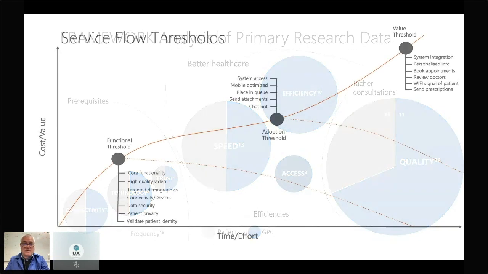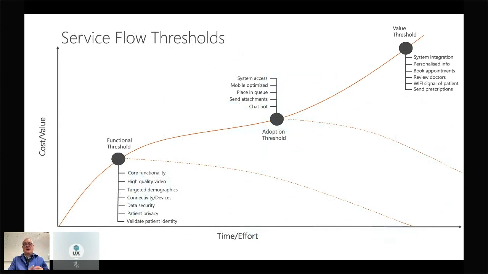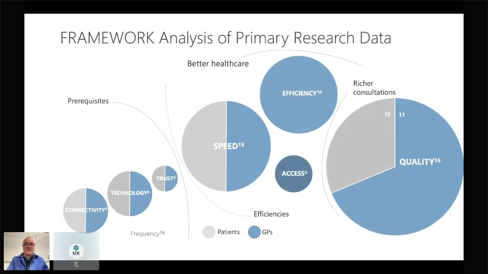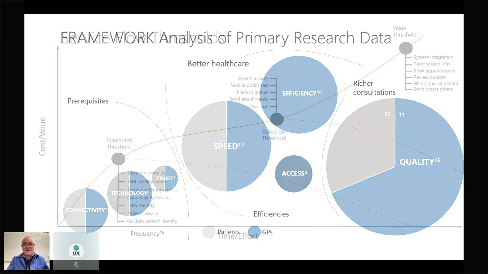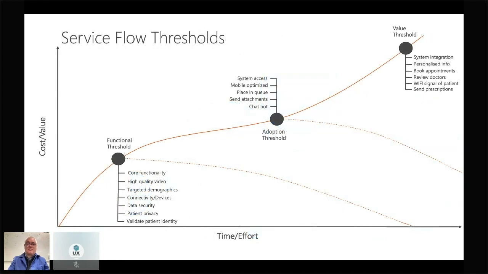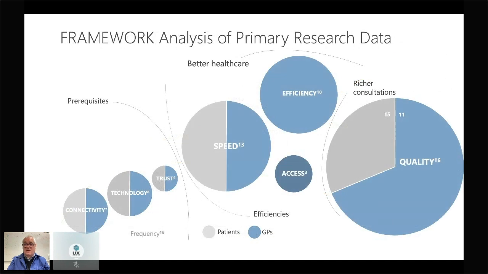So from that, we were able to create thresholds of adoption. So you can see at the bottom level, having stuff that connects and you can trust. If you don't have that, no one's going to, or less people are likely to adopt the service. If you get that right, then you start to get more rich experience, more features. And then at the highest level, you're looking at this kind of the quality of the consultations.